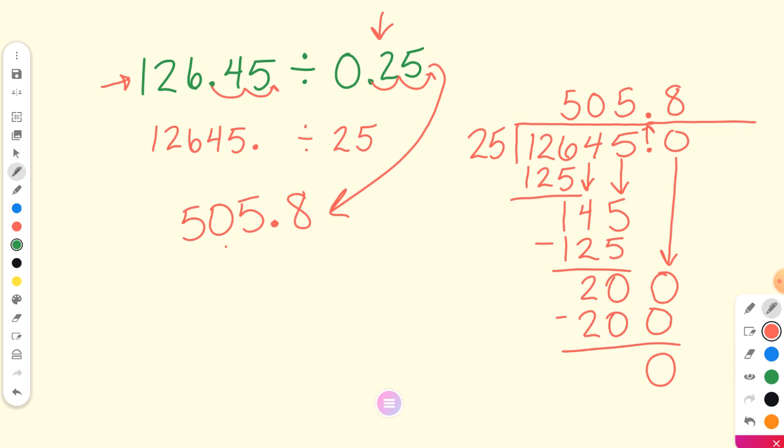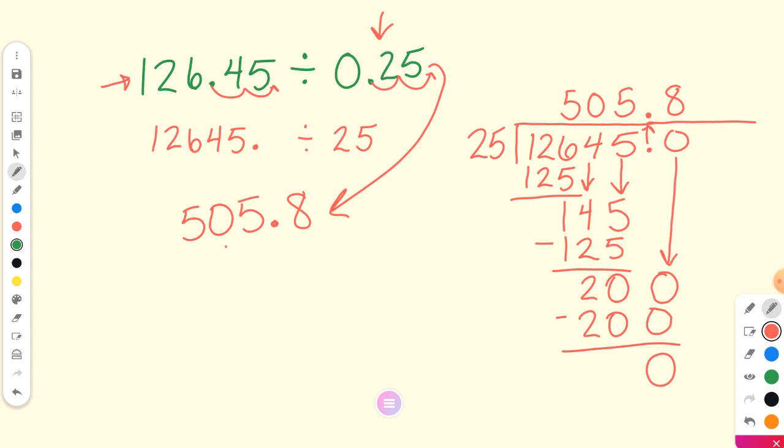Sophie has $126.45. How many quarters would that be? 505 quarters and then a chunk of another quarter. Can we break quarters into chunks? No, so it's not a realistic word problem. But that's what this is saying, okay?